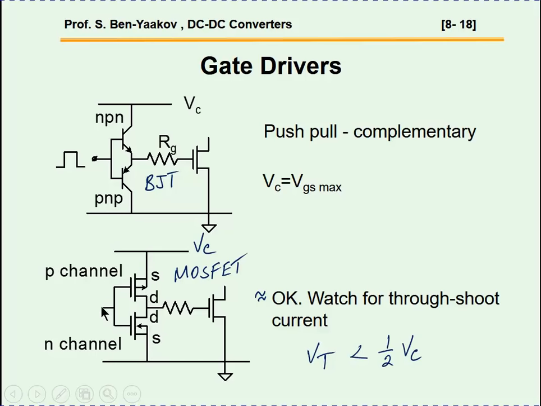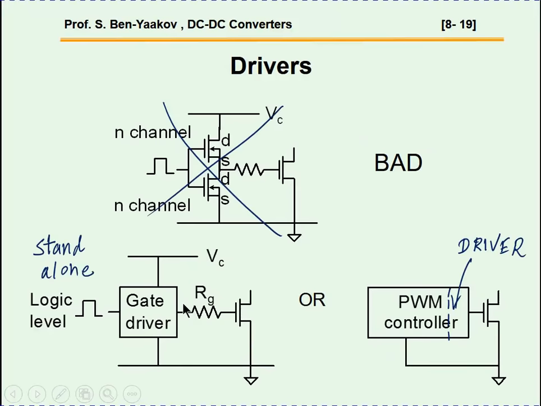Because if you have a voltage here which will turn this transistor on and this transistor on, this is bad news. You can, of course, burn this transistor out. Using two N-channel transistors is bad because you have a situation that both can conduct. This is just no way to go.